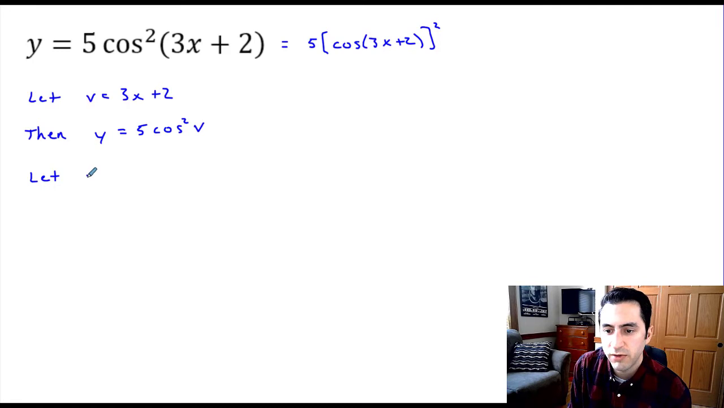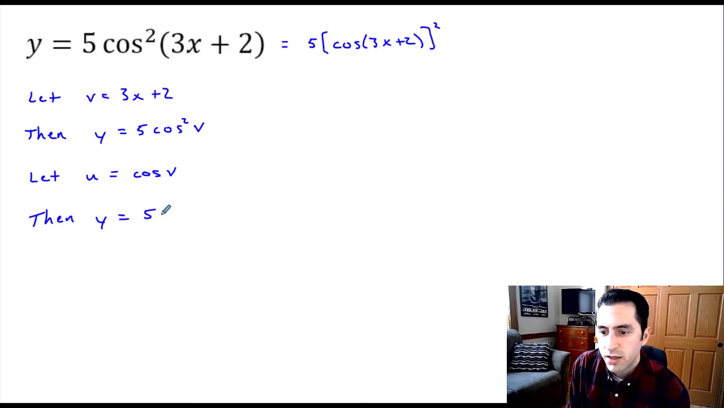So let's define the variable u, and I'm going to let u be equal to the cosine of v. So if I do that, now I can rewrite my equation. y is equal to 5 times u squared. So I have my three different parts here. Breaking down my composite function, I have something that's squared, and then I also have something that I'm taking the cosine of.